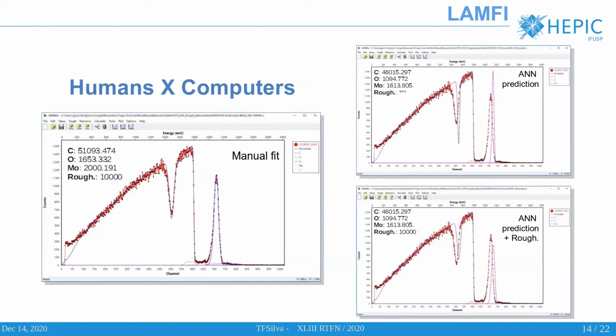So here I show you a comparison for us to understand what's going on. Here's a comparison between the human performance and the computer performance. Here is the fit done by the student. This is the manual fit, and this is the fit performed by the artificial neural network. We see many differences, and mostly because the roughness was not predicted. If you take this value of roughness that was fitted by the student and include it in this model, then what you see is a much better agreement, but there is still a misalignment between the molybdenum signal and this depression here, showing that we have to improve the model to get a better agreement between experimental and simulation.